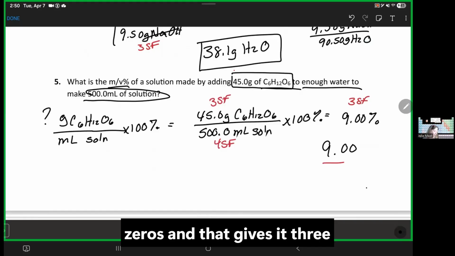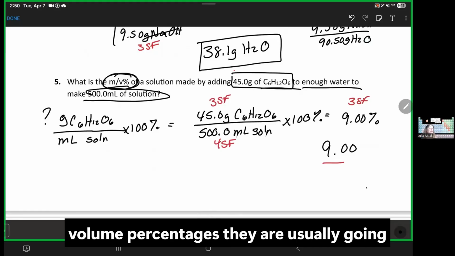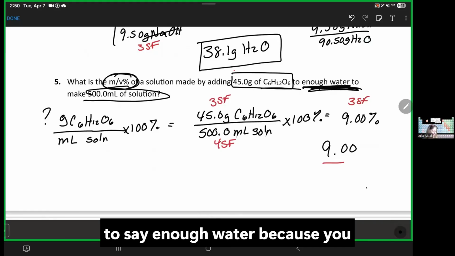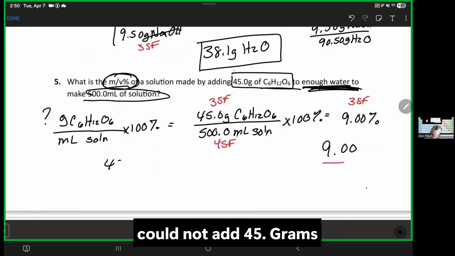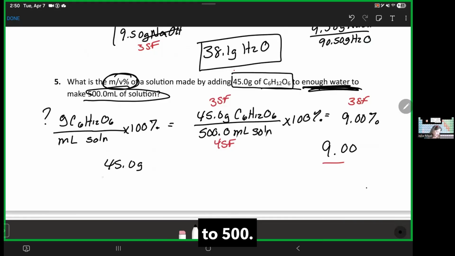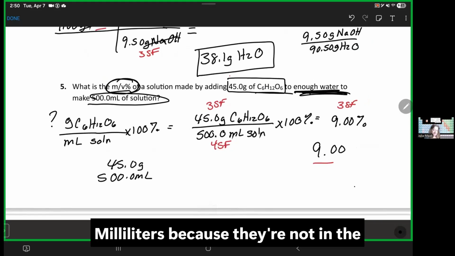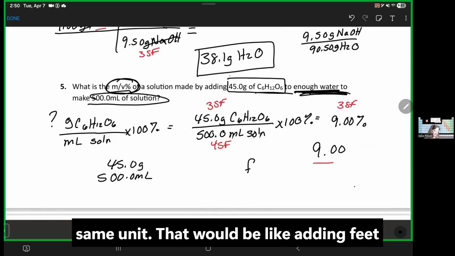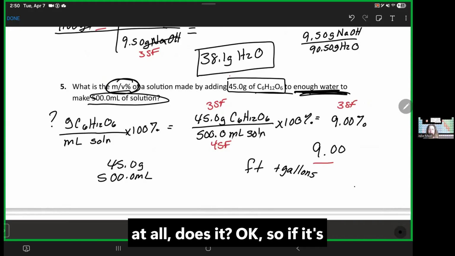Okay, so on mass volume percentages, they are usually going to say enough water, because you can't add grams to milliliters. I could not add 45 grams to 500 milliliters because they're not in the same unit. That would be like adding feet plus gallons. That doesn't make any sense at all, does it?